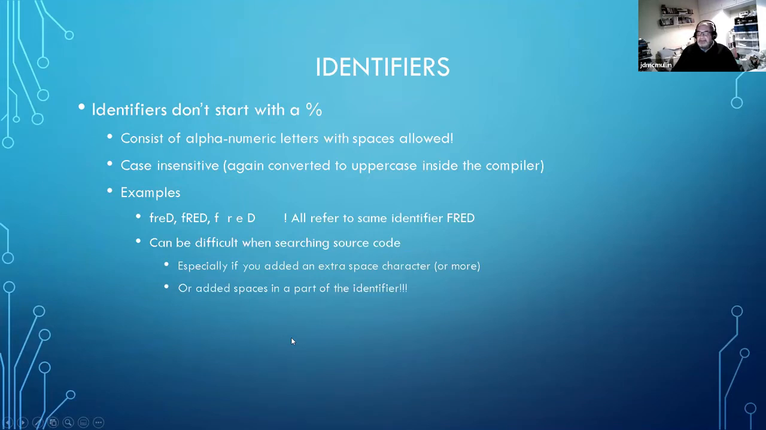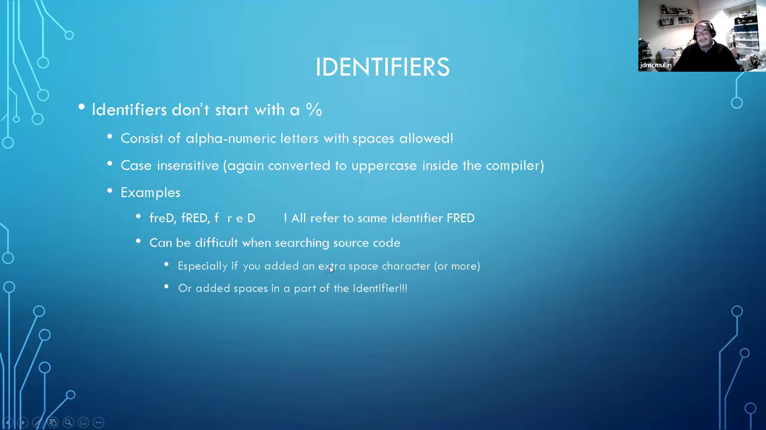Identifiers. They don't start with a %. They can have alphanumeric letters, digits, and you can have a space in between, or more than one space. So you could, for example, here, you've got Fred, F space R space E space D are all the same identifier, Fred.